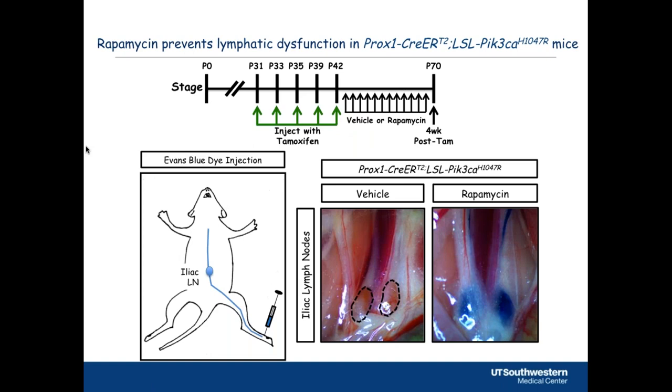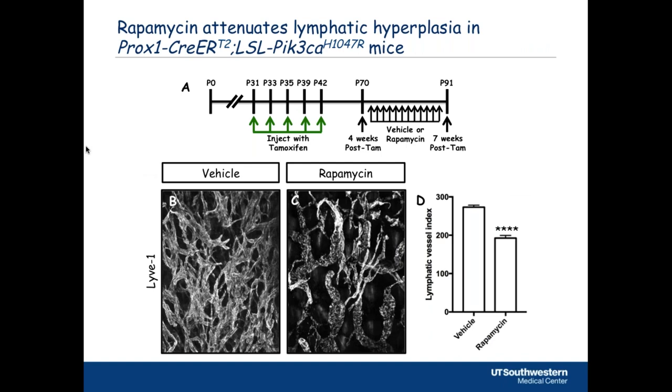We found that in this setting, rapamycin could prevent lymphatic hyperplasia. We also assessed lymphatic function in these mice, and we found that iliac lymph nodes in vehicle-treated mice did not fill with Evans blue dye, so these lymphatics did not function. In contrast, iliac lymph nodes in rapamycin-treated mice did fill with Evans blue dye, which indicates that the lymphatic network is functioning. So together, these results show that rapamycin can prevent lymphatic hyperplasia and lymphatic dysfunction when given early.